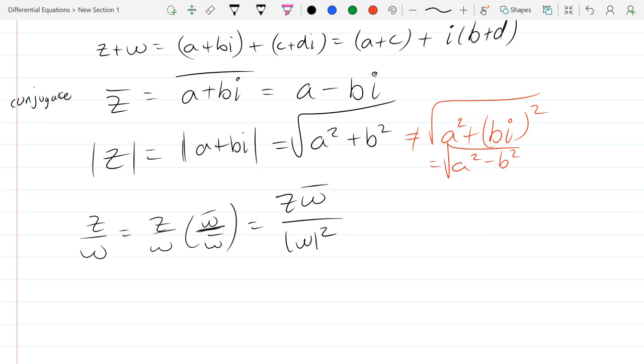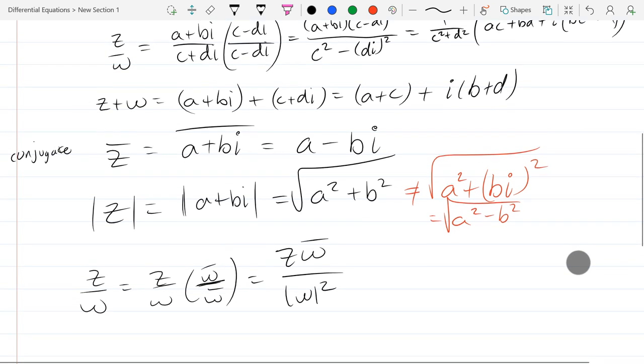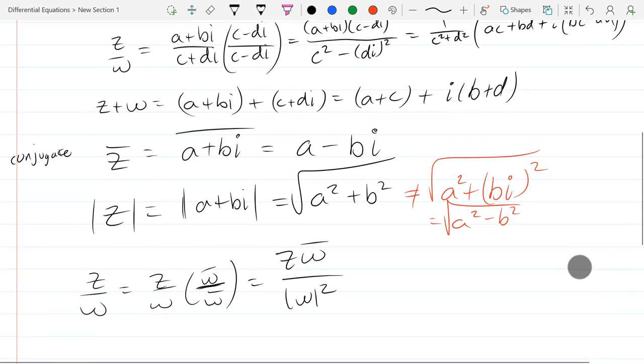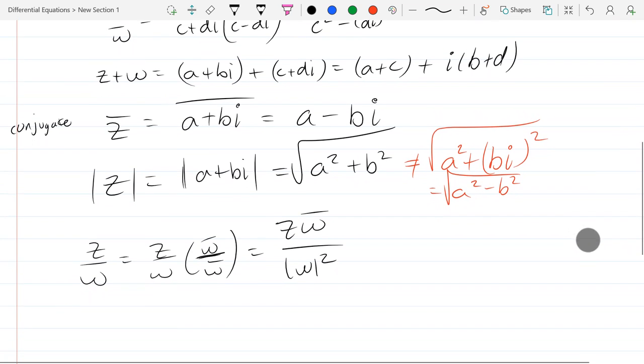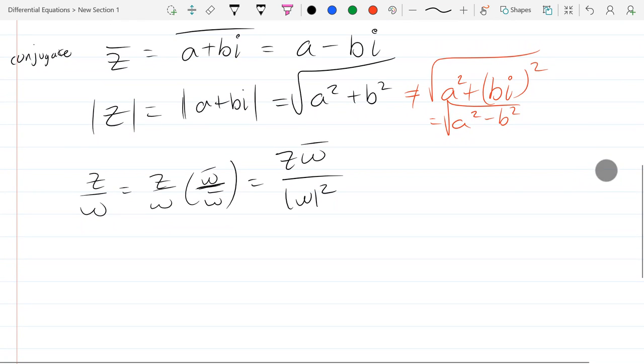Okay, we will look at the polar representation now, which was, so this was pretty much pre-calculus one in a nutshell, the complex stuff from pre-cal one. Now we're gonna look at the complex stuff from pre-cal two, which is turn all this stuff into polars.